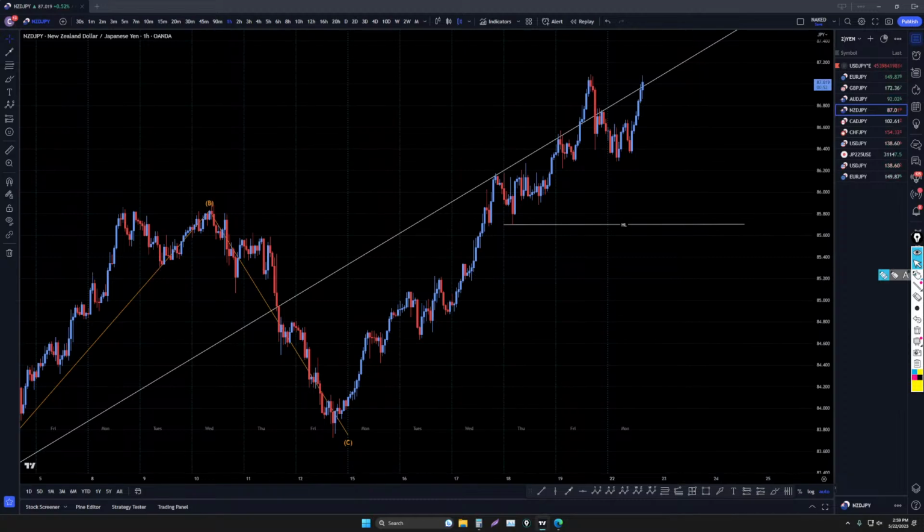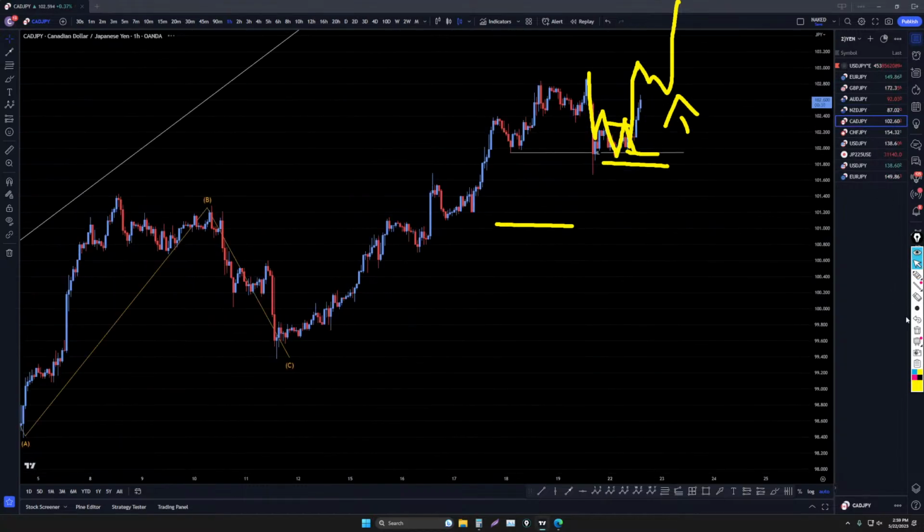Kiwi yen has been very strong, a little clearer also. 1, 2, 3 ways down, ABC, higher low, up, break of structure, down, higher low, and now it's just going up, and I'm going to continue to look for longs at the end of ABC pullbacks for sure.